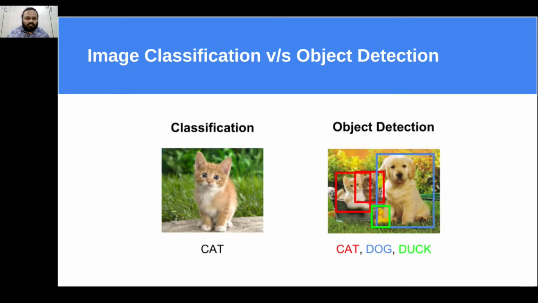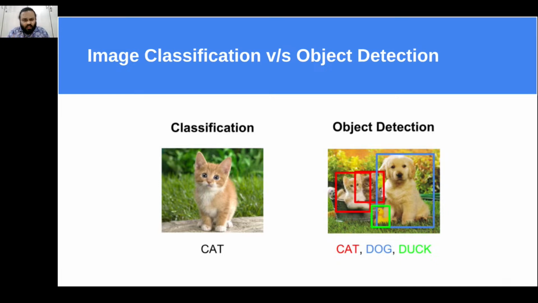Now again, there are multiple variables around it, but this is the base logic that I use most of the time. And if you have multiple objects in the image and you want to know where each and every object is located in the image, then you should use object detection. So this is a basic difference between when you should choose image classification and when you should choose object detection.